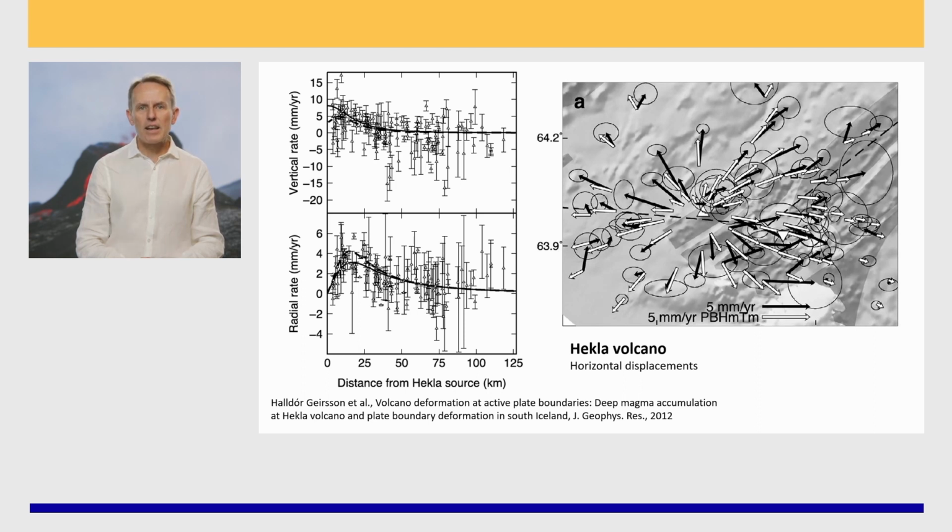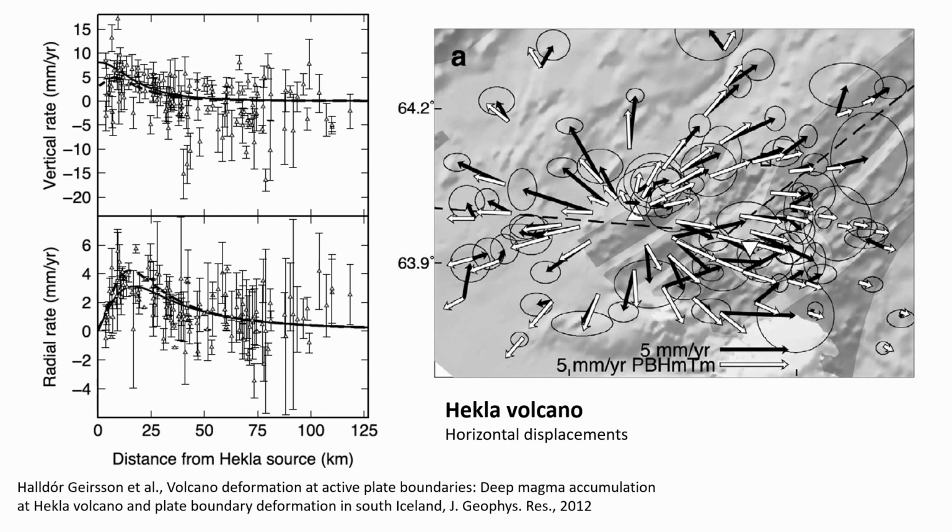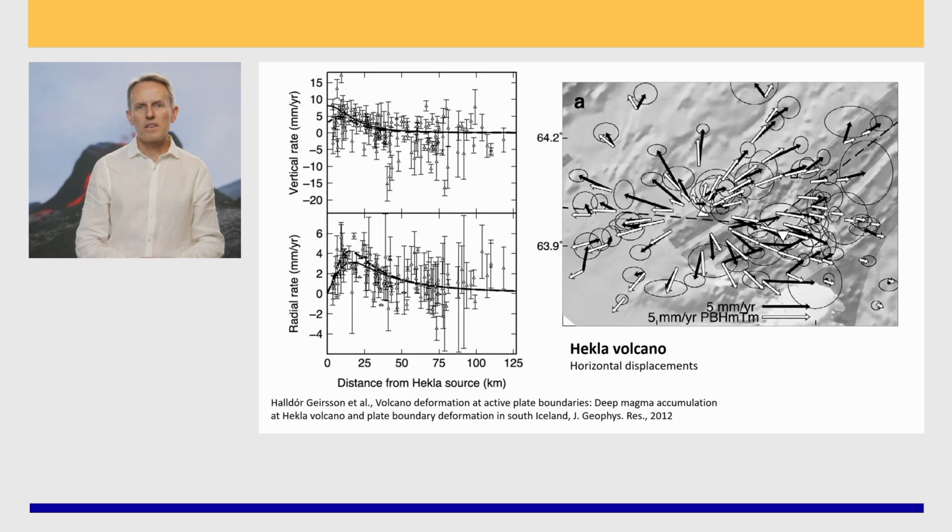The panels on the left in this figure show vertical and radial velocities in millimeters per year as a function of distance from Hekla. We see that even if there is a large scattering in data and the signal-to-noise ratio is small at each site, there is a systematic pattern. The black solid line is a prediction of a best-fitting Mogi model that has a source depth in the range of 22 to 29 km and increase in source volume in the range of 17 to 30 million cubic meters per year.